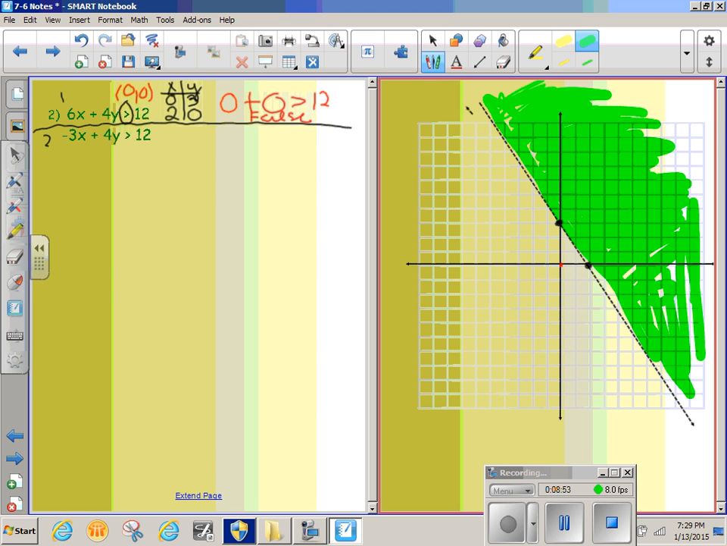Sound good? All right, and again, I would encourage you to do it in the order that I did this. In other words, I'm not going to wait to shade. I'm going to go ahead and do that now rather than waiting to graph and do that with my second inequality.